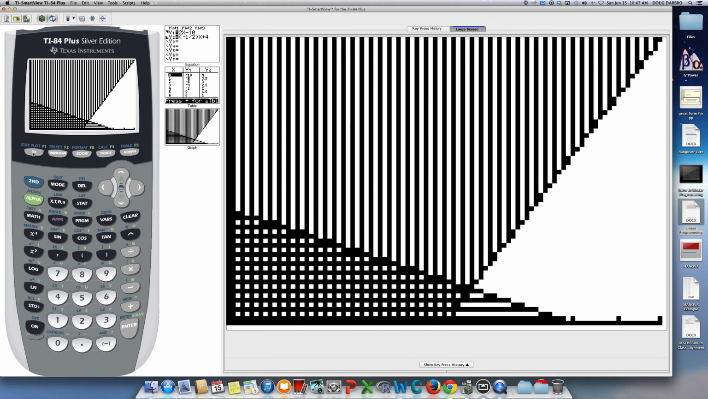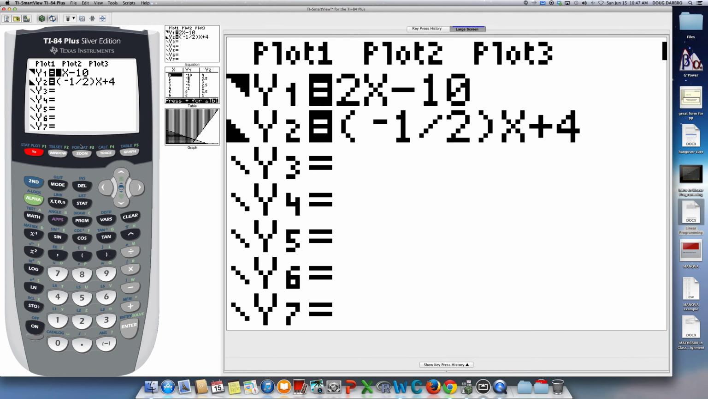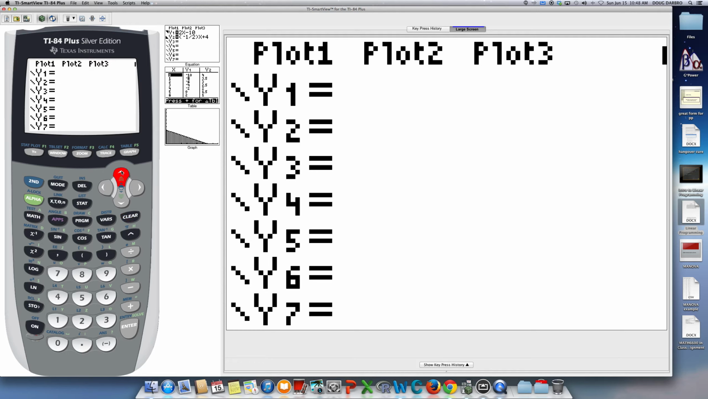So I'm going to go to y equals. And I'm going to clear these things out. Alright, so the first one is negative 1/2. Put it in parentheses. Guys, if you want to use negative 0.5, that's fine.